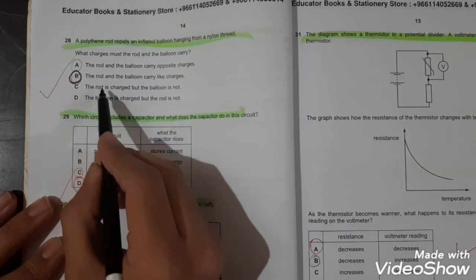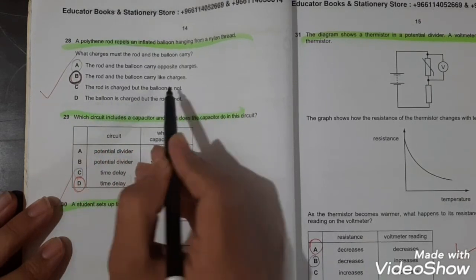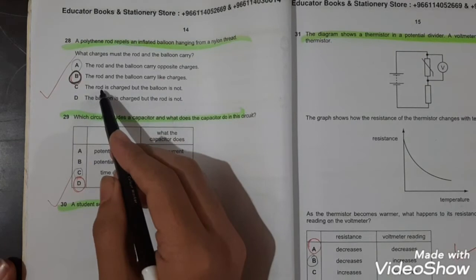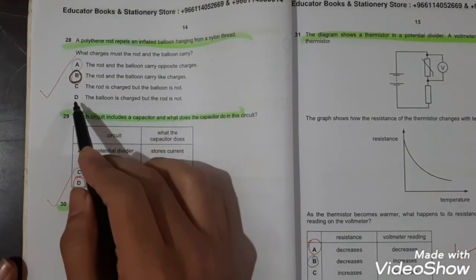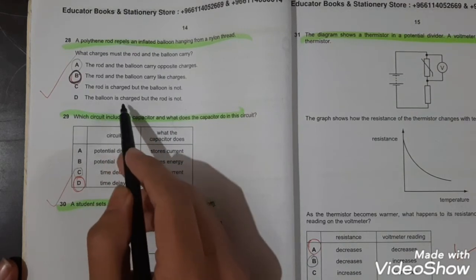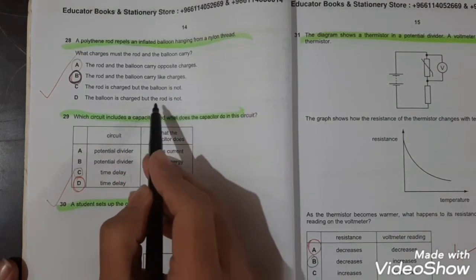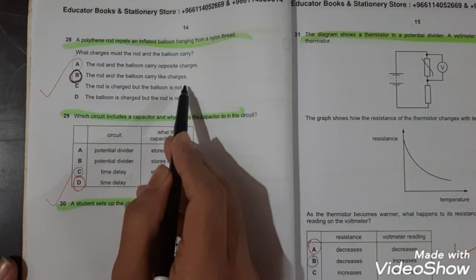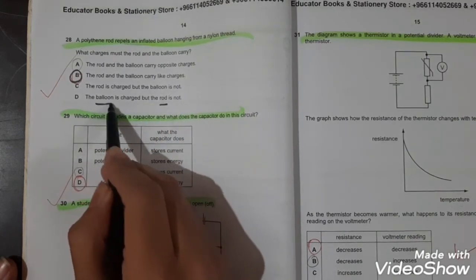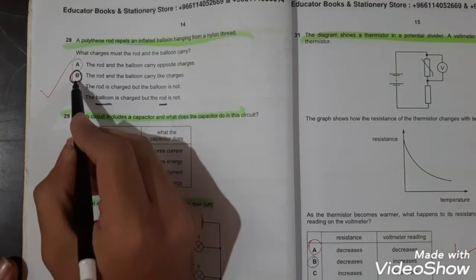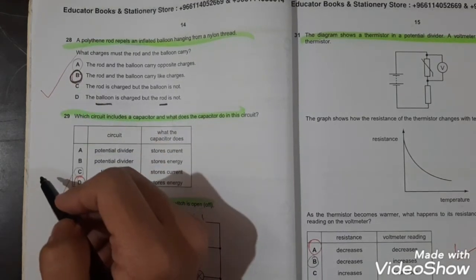Then in C, the rod is charged but the balloon is not. So if one thing is charged and the other is not, then they will be attracted. And in D, here the balloon is charged but the rod is not. So this is also the same scenario in which the balloon and the rod will be attracted. So B is the correct answer.